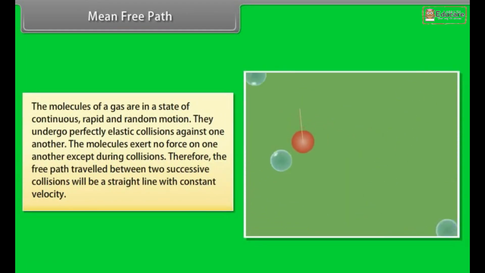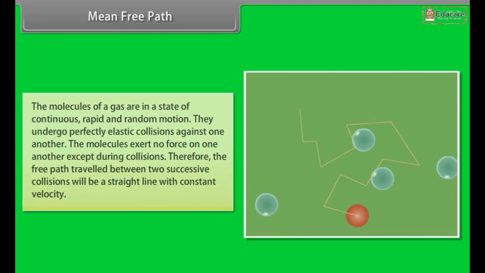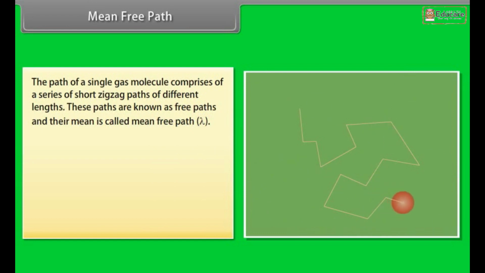Mean free path. The molecules of a gas are in a state of continuous, rapid and random motion. They undergo perfectly elastic collisions against one another. The molecules exert no force on one another except during collisions. Therefore, the free path traveled between two successive collisions will be a straight line with constant velocity. The path of a single gas molecule comprises a series of short zigzag paths of different lengths. These paths are known as free paths and their mean is called mean free path.